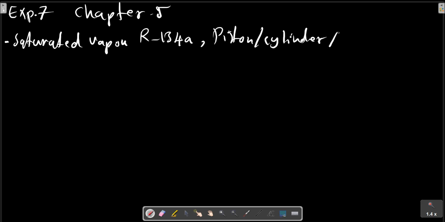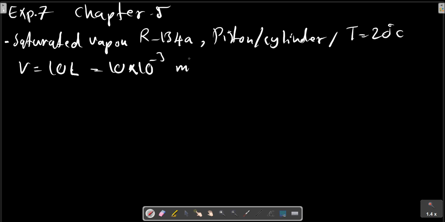The system is at room temperature T equals 20 degrees centigrade, at which point the cylinder volume is V equals 10 liters, which equals 0.01 meter cubed.